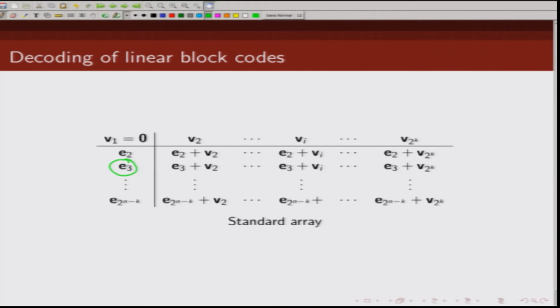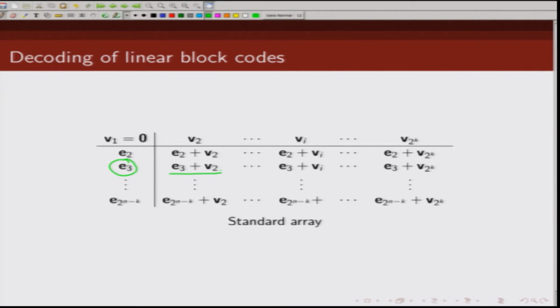So I choose such an error vector, and then I add this error vector to each of these elements in the first row, which are nothing but code words, and I place that element under the same column. What do I mean by that? Let us say this was V2. I will add E3 to V2 and I will place the element E3 plus V2 in the same column as V2 was.